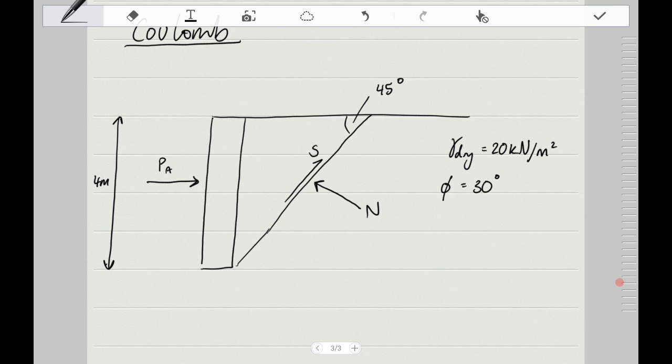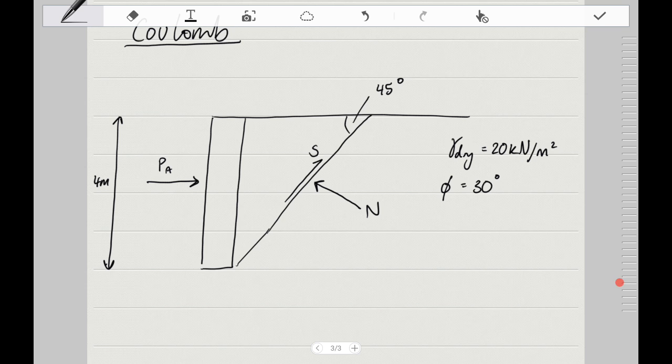Okay, so the question asks, figure 3 shows a retaining wall with active earth pressure. So from the ones that we discussed, we're looking at the active case. It's an active pressure problem. The question asks, what horizontal load is required to cause the soil to fail based on the failure mechanism shown? Assume the self-weight, so the soil will have weight. Gamma dry is 20 kilonewton per meter squared, as we've got. This is 2D analysis, that's why it's kilonewton per meter squared.